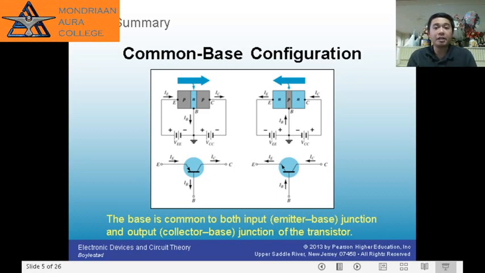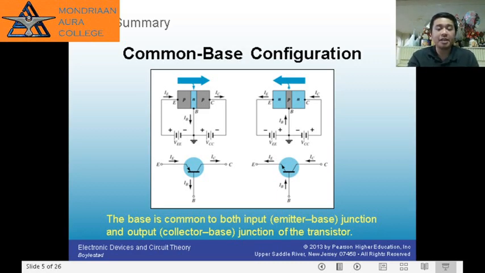Meron tayong tinatawag na different configurations para sa ating BJT para mai-operate natin, no, ang ating objective para dito sa ating BJT. Kung gusto ba natin siyang gawin bilang isang amplifier or gusto natin siya gawin bilang isang switch. Ang unang configuration ay ang tinatawag na common base.